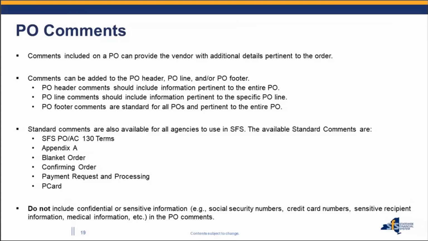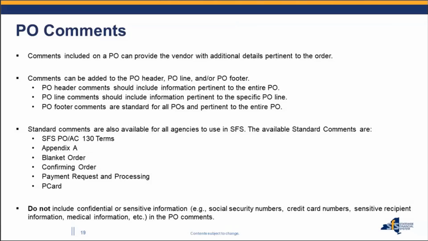If you are doing your own purchase orders or issuing purchase orders via agency contract that do not come through the BSC, you have the ability to use that Appendix A standard comment. And what that is, is just a basic rundown of the rules and regulations that are applied in the New York State Appendix A and should be applied to all purchase orders issued by New York State agencies.